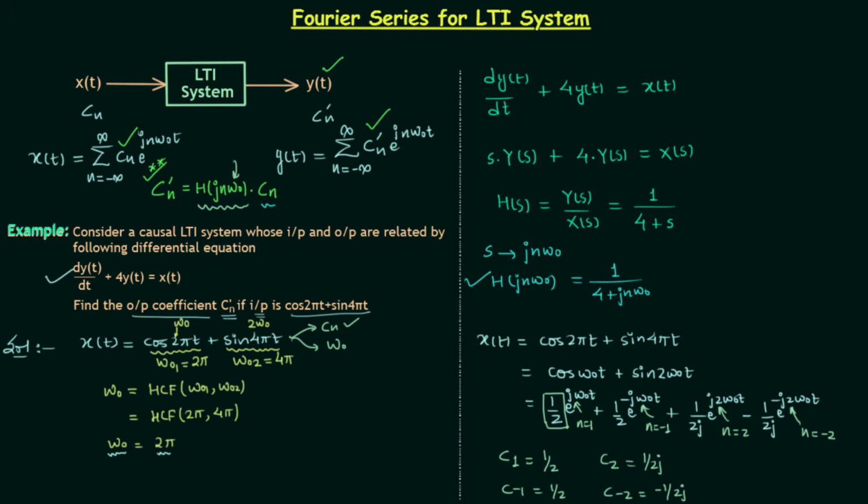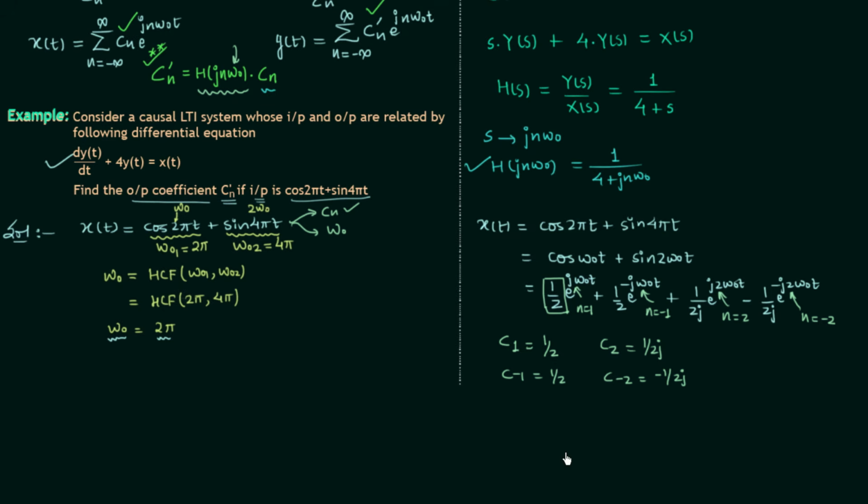We can easily calculate the coefficients of output. So we will first calculate the coefficient c1', and it will be equal to H(j1ω0) multiplied by c1. ω0 is equal to 2π. So we need to have H(j2π). So we will have 1 over 4 plus j2π multiplied by 1 by 2. So this is the coefficient c1'.